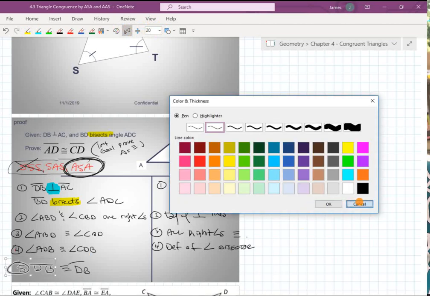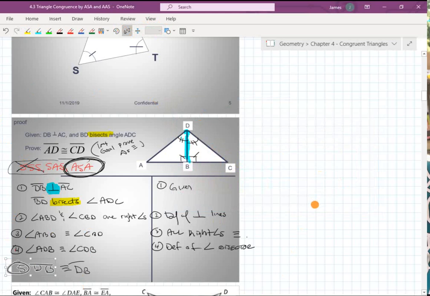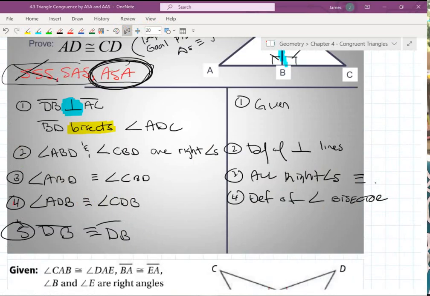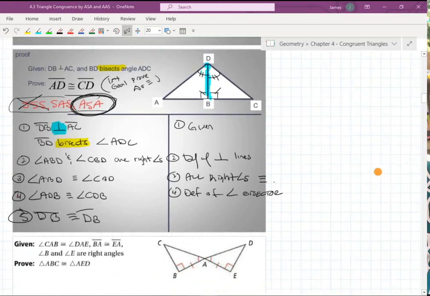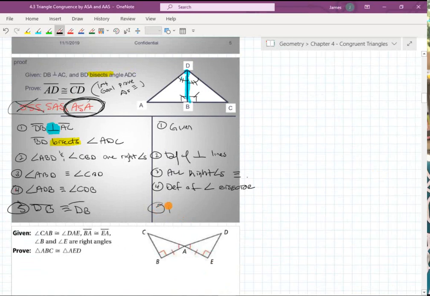The reason for DB being congruent to DB is reflexive. And the idea here, if we're not adding stuff to our picture, we are going to have a hard time trying to decipher and determine what is the quickest approach, the quickest route to proving triangles congruent.